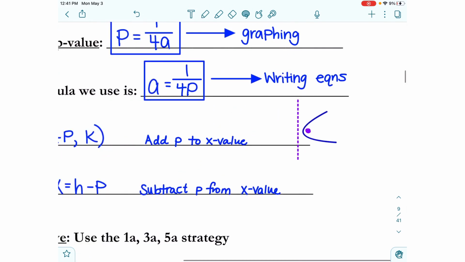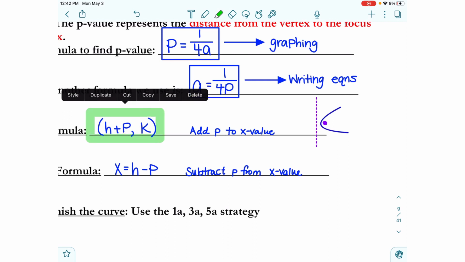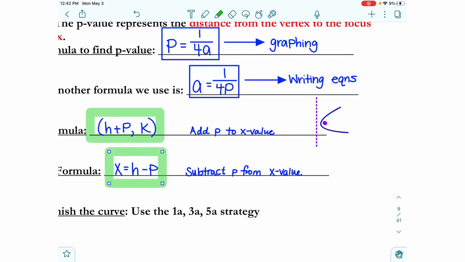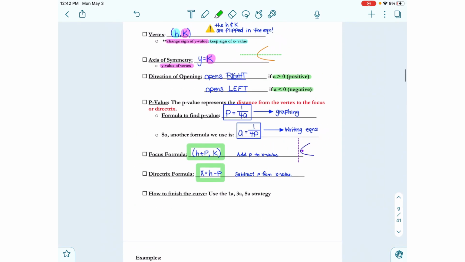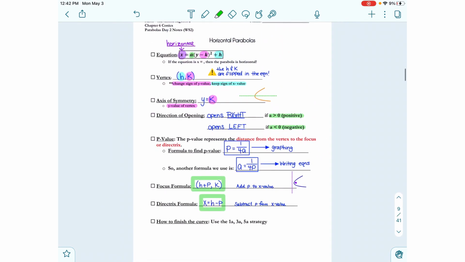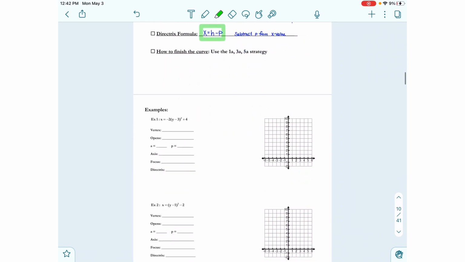So the formula is this: h plus p, comma k for the focus. Again, the focus is an ordered pair, but this time it's moving a little bit to the right of the vertex instead of a little bit up. And this one, the line is moving a little bit to the left of the vertex, so that's h minus p. And again, we're going to use 1a, 3a, 5a, just going sideways instead of up and down. Okay, so let's do our first graphing example.